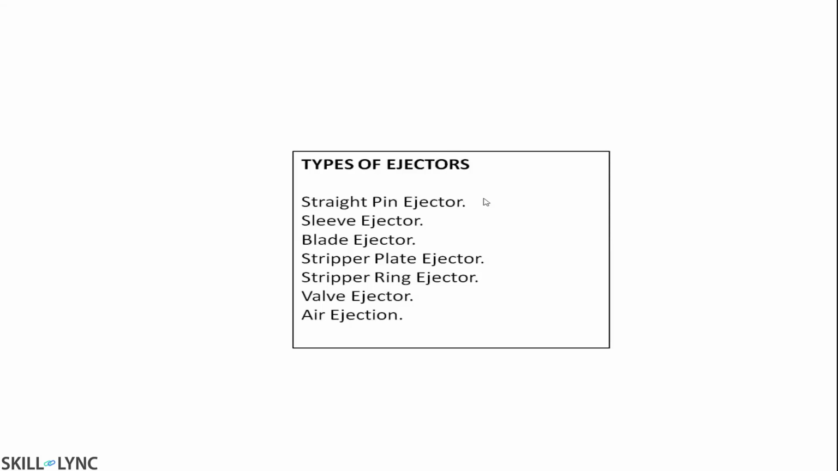We have ejector types: pin ejection, and sleeve ejection for very thin, slender parts. We use blade ejection if we have a very thin 2 mm wall for the plastic component. The blade ejector will be useful there, and the stripper plate will suit ring-shaped, hollow parts. Valve ejection and air ejection are not preferred much. In India, mostly stepped pin, sleeve ejection and blade ejection are used.